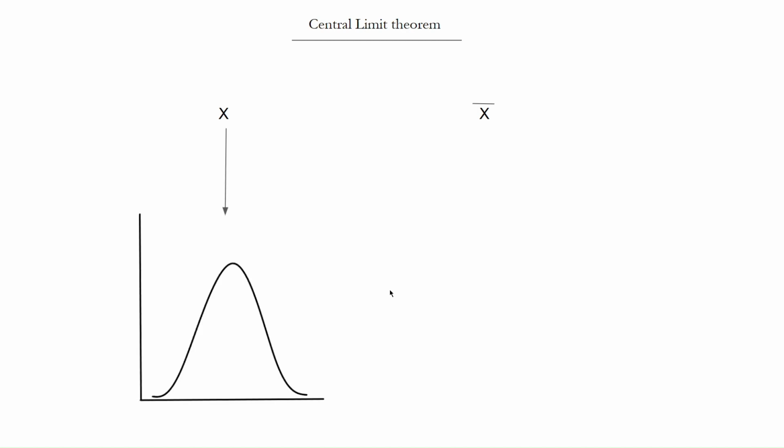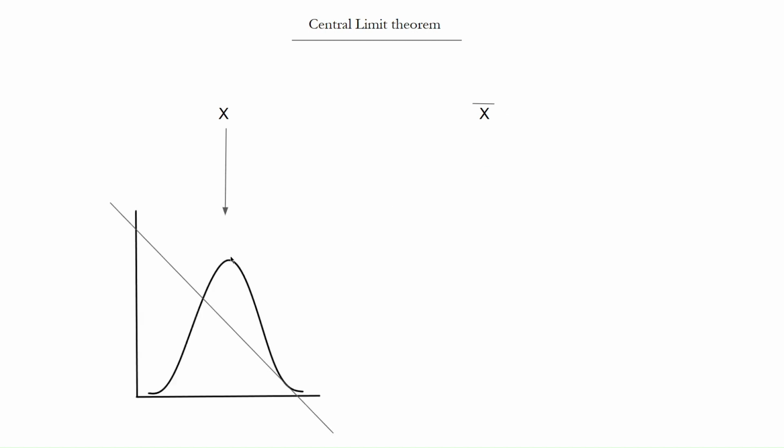Now here comes the central limit theorem. If x is a normal distribution, if it follows the normal distribution, then this x with a line on top 100% also follows the normal distribution. So you don't even have to think about it. It's not related to the central limit theorem anymore. It's 100% normal distribution. Don't even think of the central limit theorem.